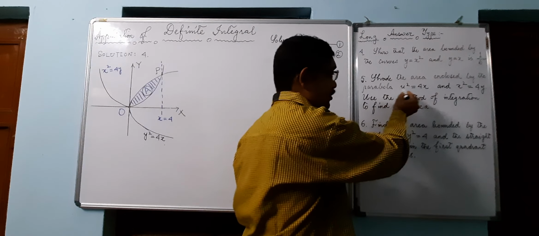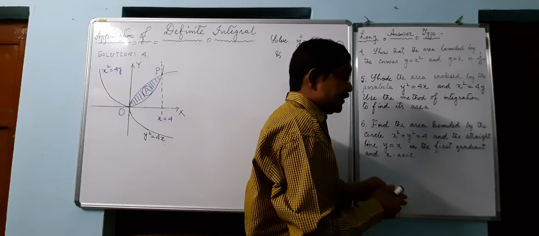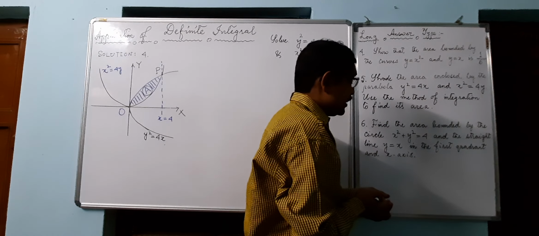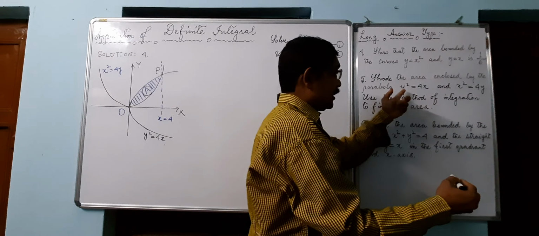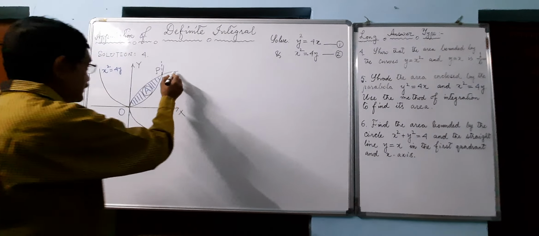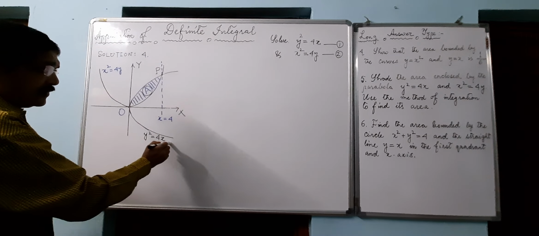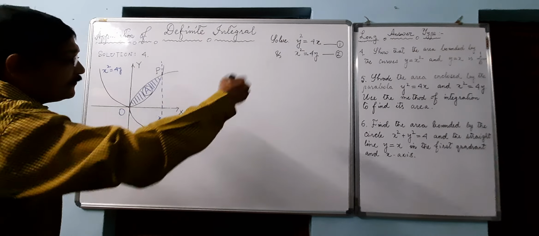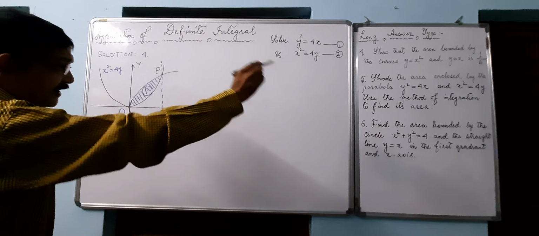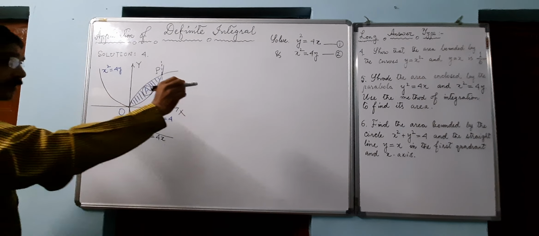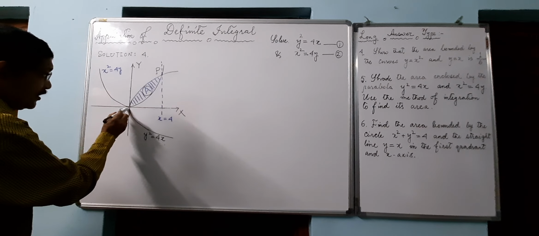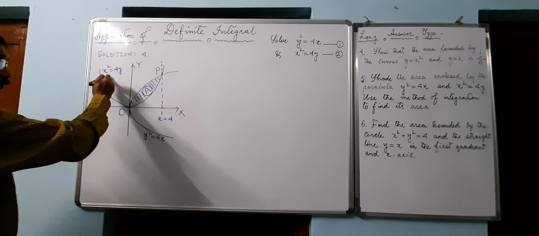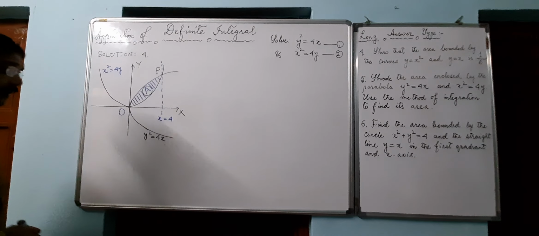The first one, y square equals 4x, defines a parabola having its vertex at the origin and its axis along the positive direction of the x-axis. And the second, x square equals 4y, defines a parabola having its vertex at the origin and its axis along the positive direction of the y-axis. So, we get the two parabolas first.